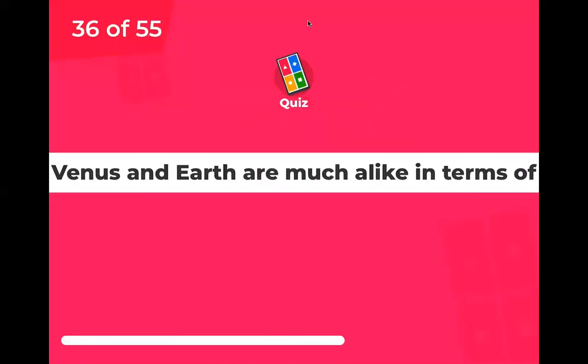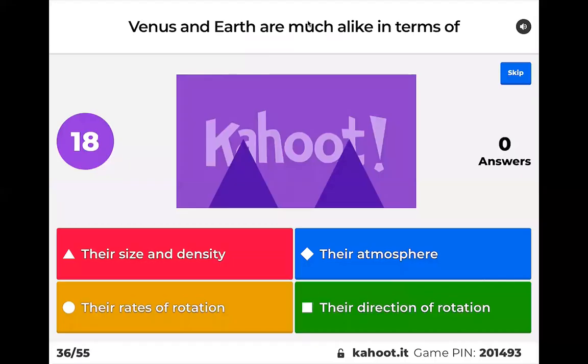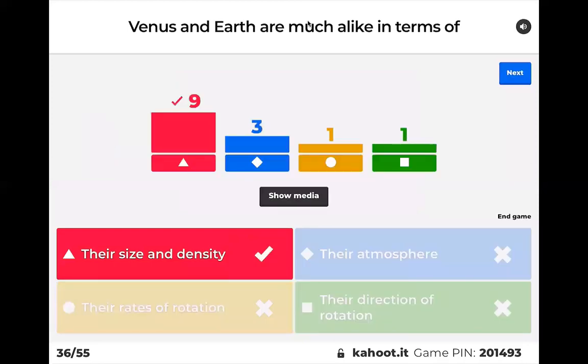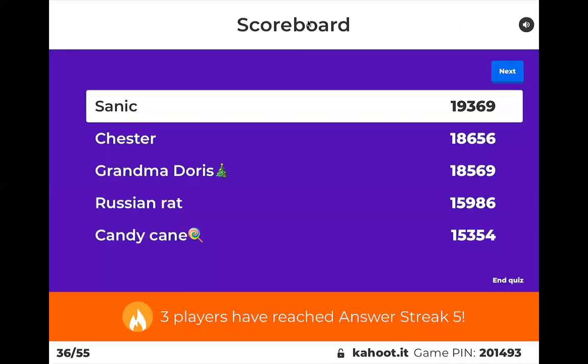Venus and Earth are much alike in terms of their size and density, their rates of rotation, their atmosphere, their direction of rotation. Yes, their size and density. Density is what's inside, what sort of weight, kind of. Okay.